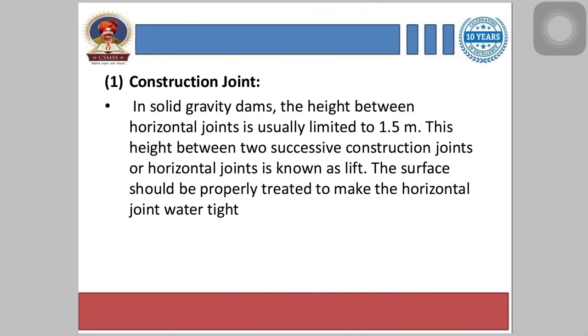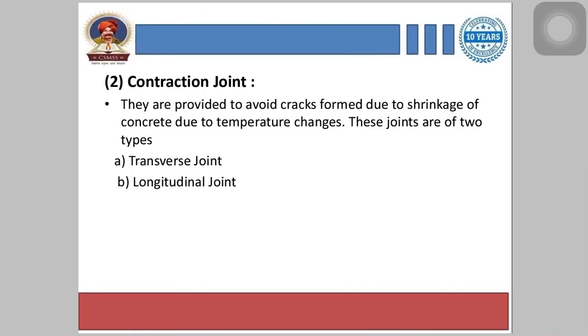First, we will see about the construction joints. In a solid gravity dam, the height between the horizontal joints is usually limited to 1.5 meter. This height between two successive construction joints or horizontal joints is known as lift. The surface should be properly treated to make the horizontal joint watertight.